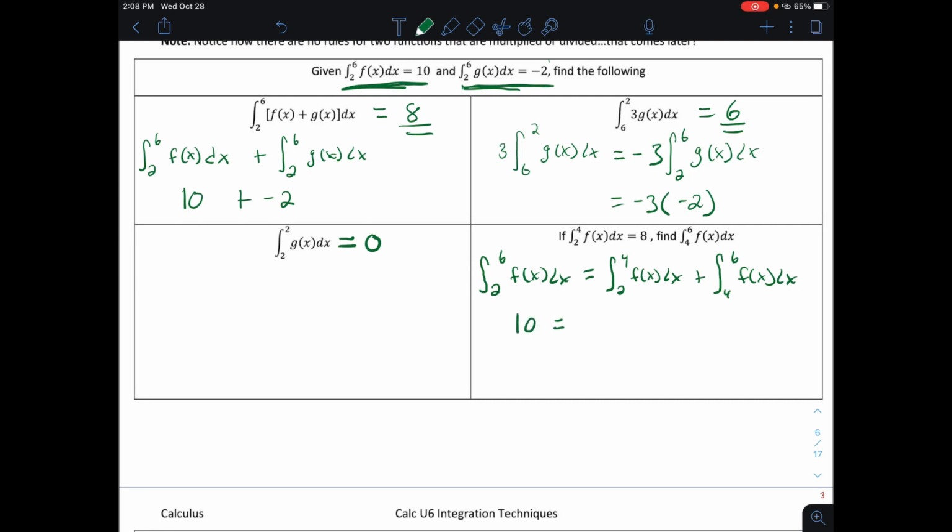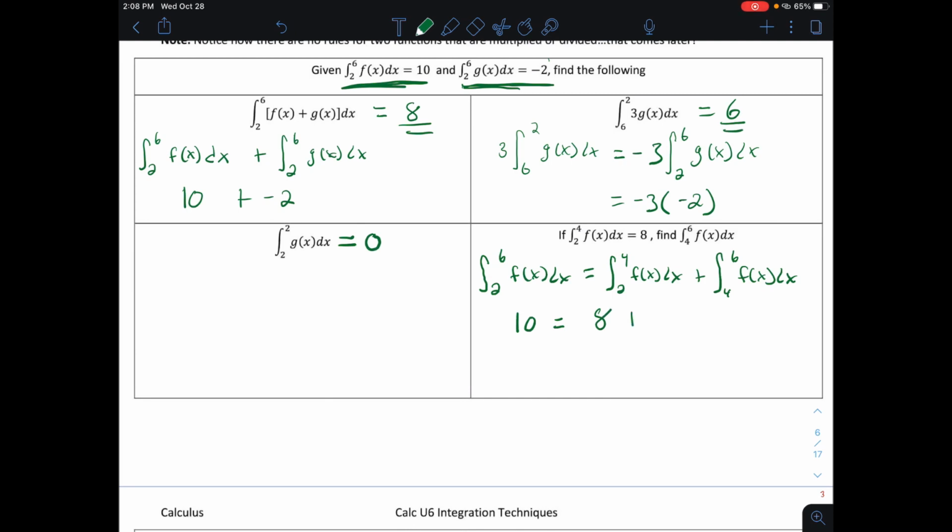To go from 2 to 6 is 10. And going from 2 to 4 is 8. Plus what we're looking for, which is from 4 to 6 for f of x dx. I would simply subtract the 8 over, and we would get 2.